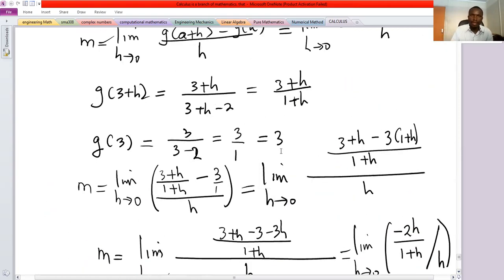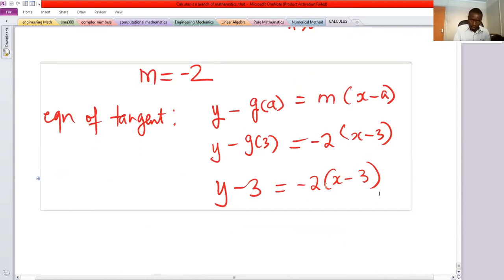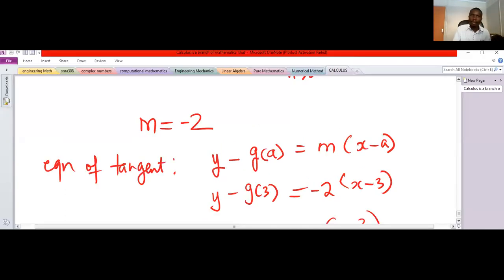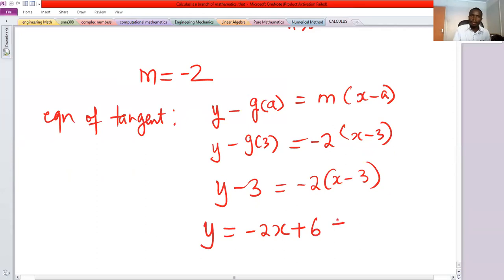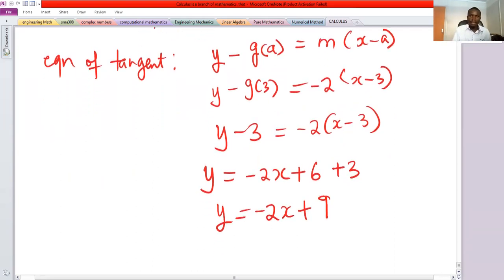G of 3, we got the answer to be 3, so it'll be y minus 3 equals minus 2 into x minus 3. So y equals minus 2x, minus minus is plus 6, and then plus 3. So y equals minus 2x plus 9. That would be the equation for the tangent for that given curve.